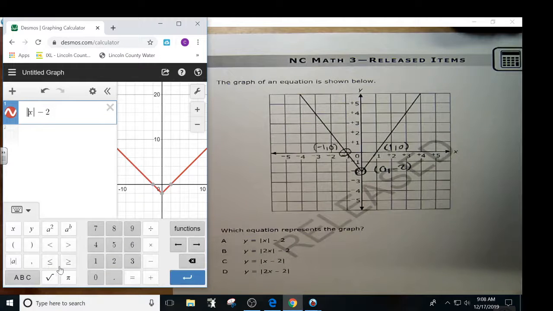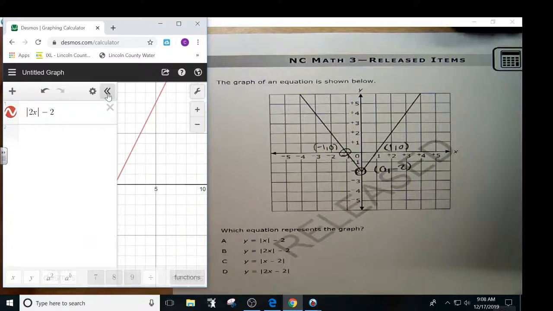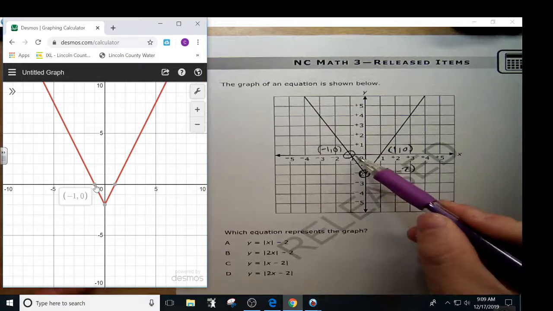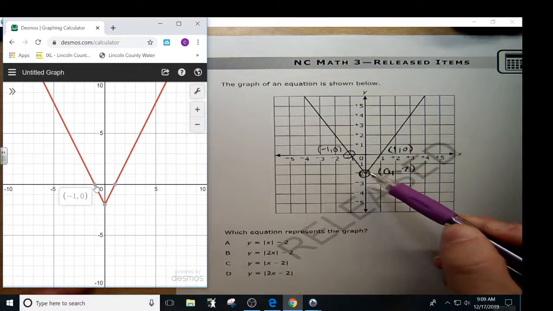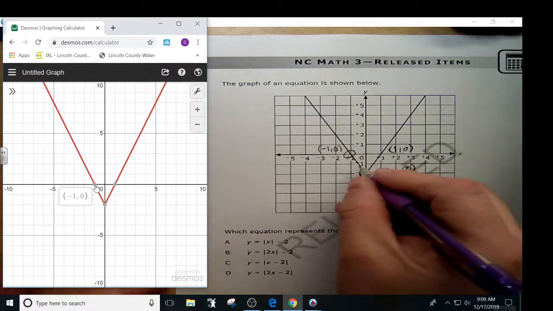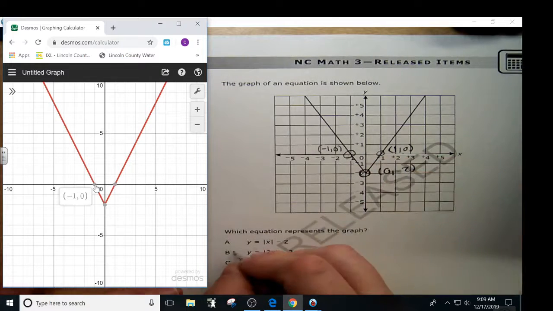All right. So let's put the second one in there, 2x minus 2. Now, it has a vertex of 0, -2. It crosses at 1, 0 and -1, 0. Is that the answer? It is. Because, guys, look: 0, -2, -1, 0, and 1, 0. Those are the points it crosses through, so it'd be B.